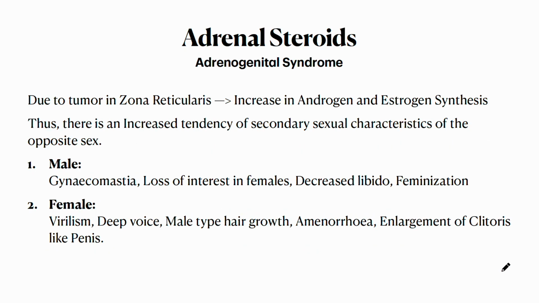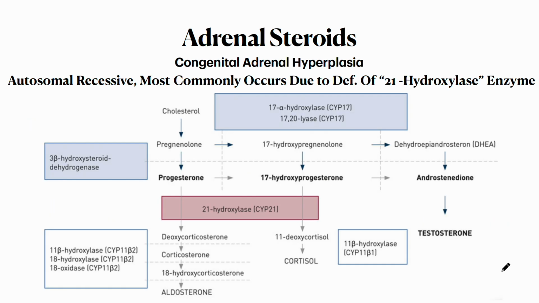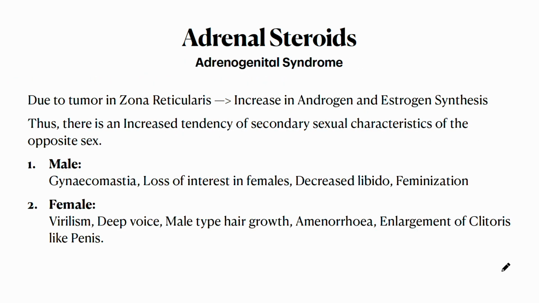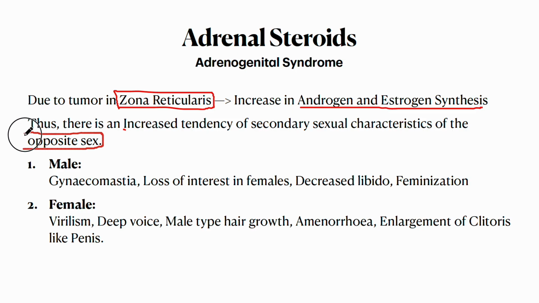Let's talk about adrenogenital syndrome. Adrenogenital syndrome and congenital adrenal hyperplasia are two different things. So to remove the confusion, we have to study adrenogenital syndrome too. Due to a tumor in zona reticularis, that is the third region of the adrenal cortex, there is an increase in androgen and estrogen synthesis, right? So thus there is an increased tendency of secondary sexual characteristics of the opposite sex. That is where it happens. In adrenogenital syndrome, there is increased tendency of secondary sexual characteristics of the opposite sex.